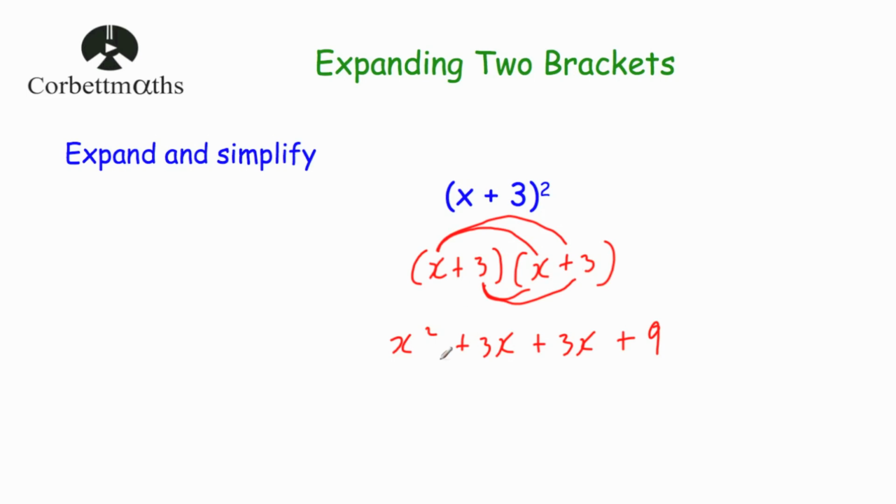So expanding our brackets would give us x squared plus 3x plus 3x plus 9. As you can see here, we've got some like terms, our 3x and our 3x. They will add together to give us 6x. So the answer would be x squared plus 6x plus 9.